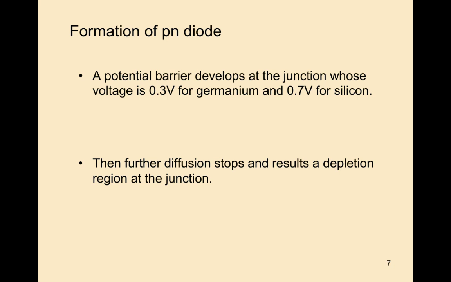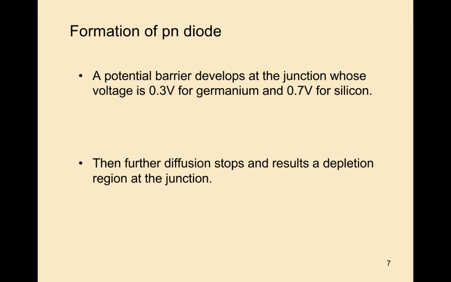Then further diffusion stops and results in a depletion region at the junction. For germanium it is 0.3 volts. After this voltage, no recombination takes place in the p-n junction. That means holes from the p side cannot move towards the n side and electrons from the n side cannot move towards the p side. In the same way, for silicon the potential barrier is 0.7 volts. After this voltage there is no movement in the p-n junction diode.